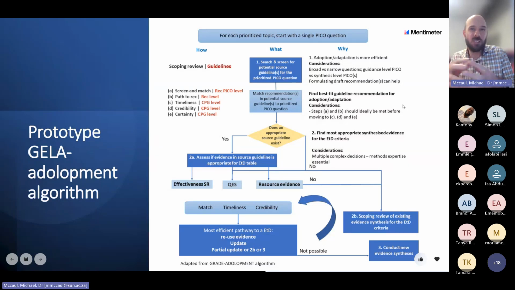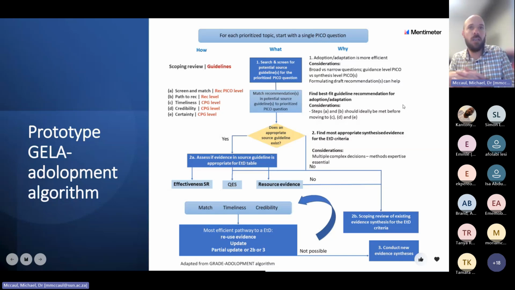So to do this, you essentially have to look at, does the guideline speak to the PICO that I've got? And there you can look at the recommendation level per guideline, because they might have many recommendations in the guideline. You'd also want to look at, well, per matching recommendation, do they actually have a path to recommendation? Do they have a clear link to the underlying evidence that I can actually use?